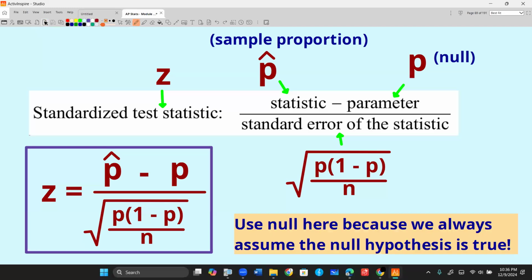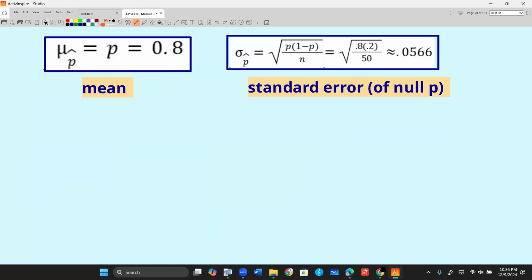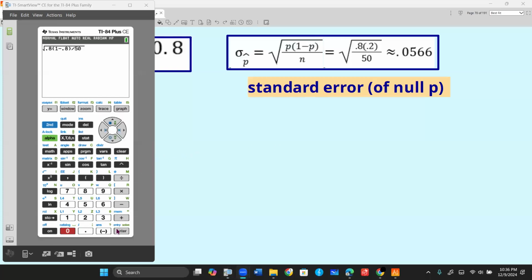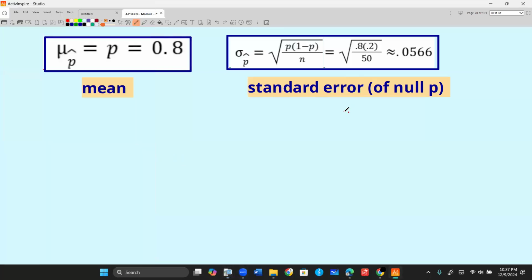So let's calculate this. Remember, we're always going to use the null because we assume the null is true. So our mean is going to be 80%, 0.8, and our standard error is going to be 0.0566. Put that in your calculator and double check that I'm correct. Hey, look, I did it for you. So we have 0.8 times 1 minus 0.8 over 50. Remember, we're doing 50 shots, and that is your standard error, 0.056. And that's what we use for our calculation.